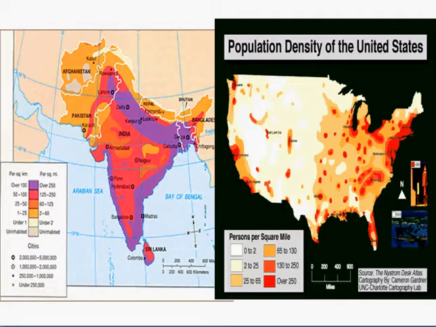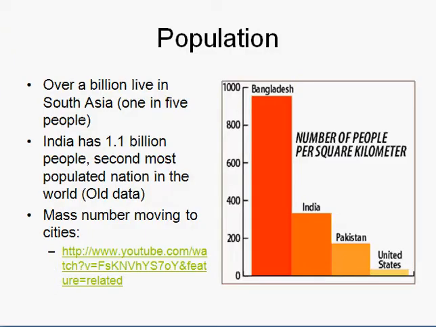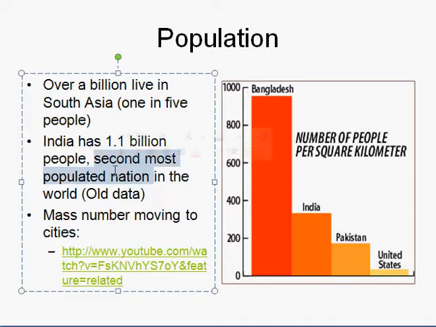There's over 1 billion people. I want you to know India has technically more than 1.1 billion. This is a little old data. I want you to know it's the second most populated nation in the world, next to China. And the population density, I want you to be aware of.